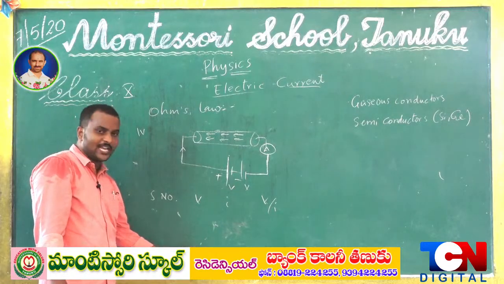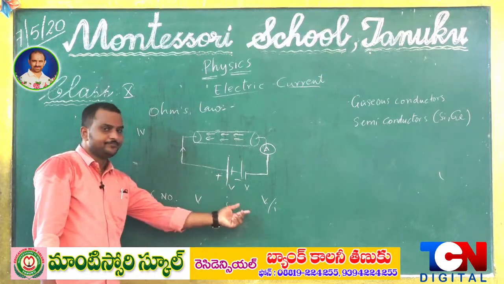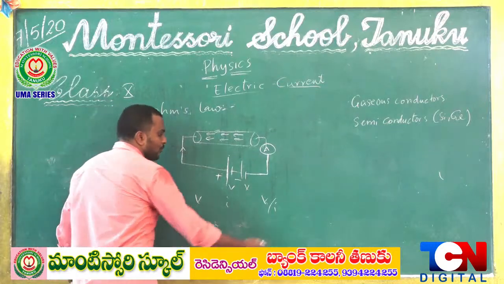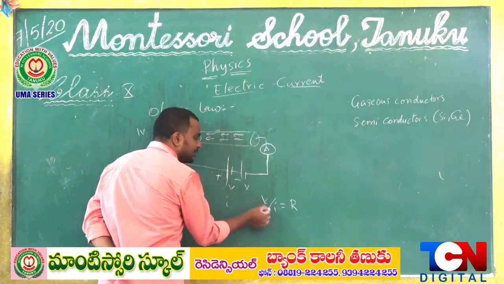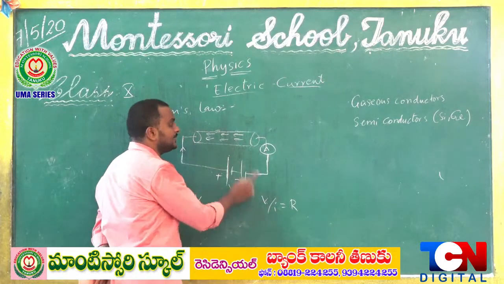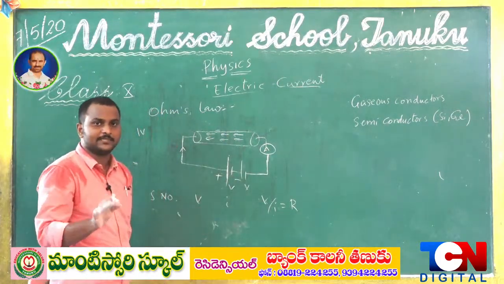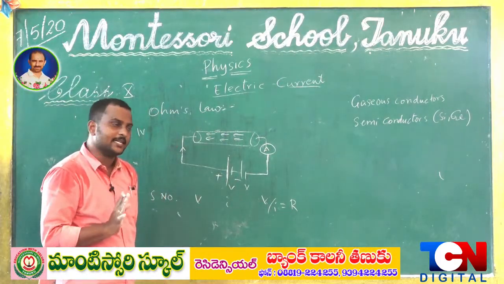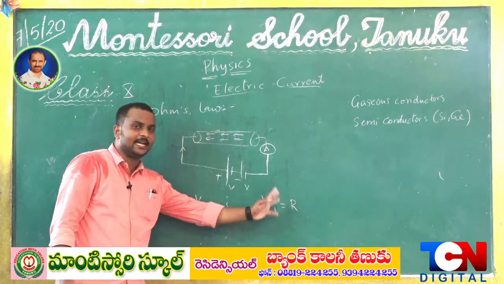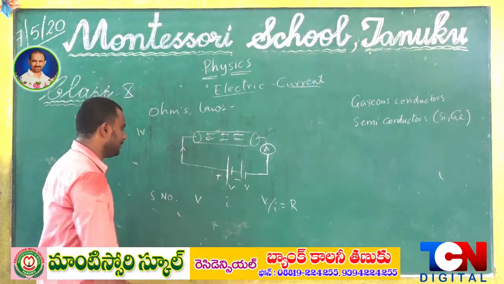After having all these values, find the ratio between V and I. What you can observe is their ratio is always constant, maintaining the conditions of Ohm's law. That means it is valid only at a constant temperature. Maintaining constant temperature, the ratio of V and I is constant.